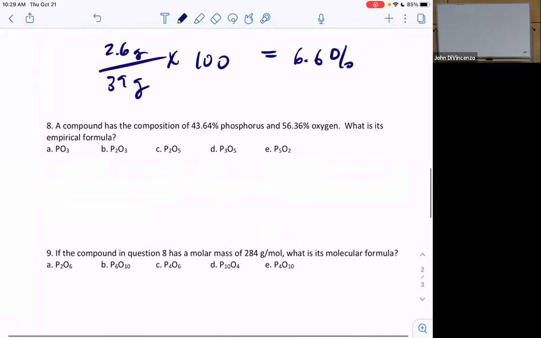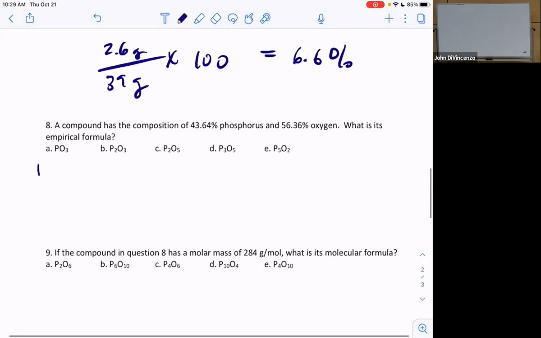Question 8. So this is one with just 2 elements. This is more likely what you'll see on your exam. 2 or 3 at most. A compound has the composition of 43.64% phosphorus, 56.36% oxygen. In fact, if I don't give you oxygen, you can easily calculate it. Sometimes, like we had an example, we weren't given the last percentage, you just subtract it. In this case, you're given both. What is the empirical formula? What are we going to do? Percent to mass, mass to moles, divide by smallest, multiply to.